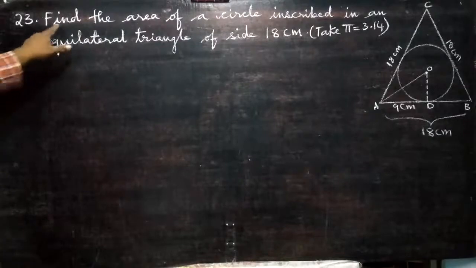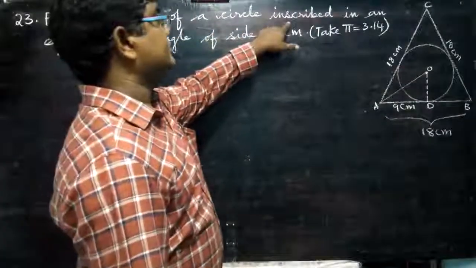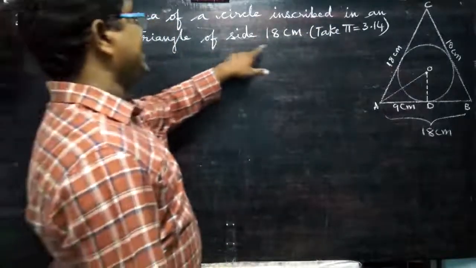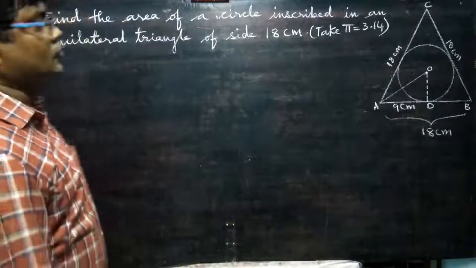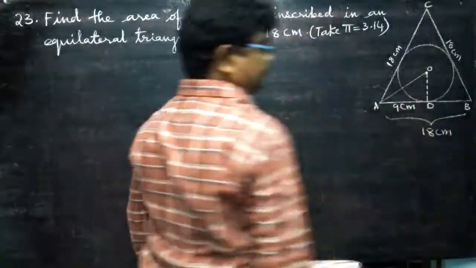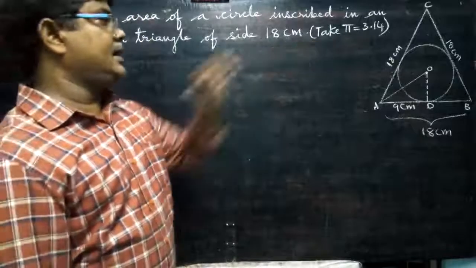23rd problem. Find the area of a circle inscribed in an equilateral triangle of side 18 centimeters. Take pi as 3.14. ABC is an equilateral triangle. All sides are equal. 18 centimeters, 18 centimeters, 18 centimeters.